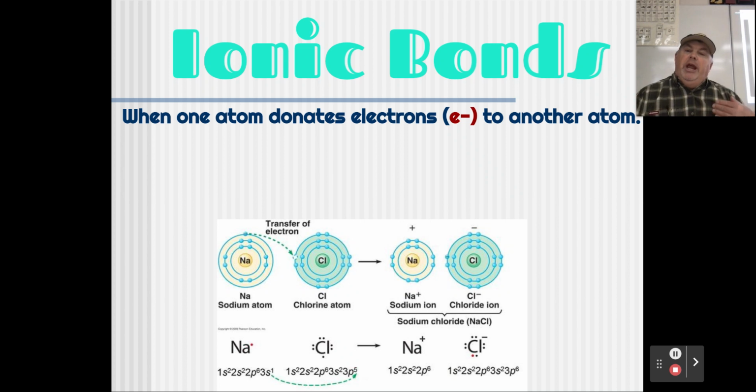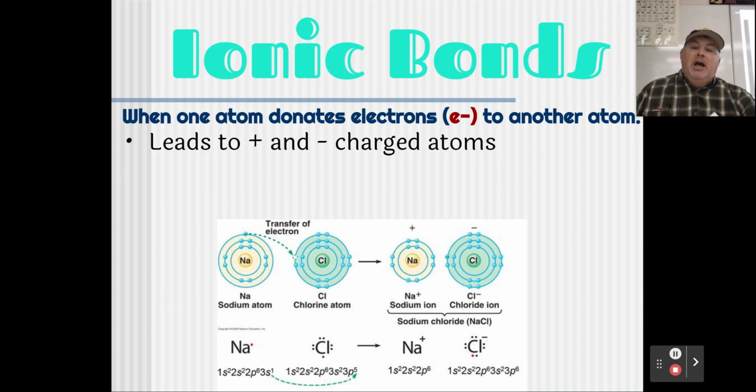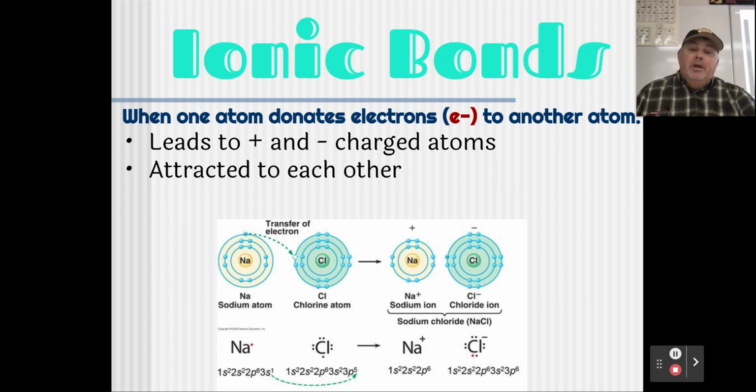When one atom donates electrons to another atom, it leads to a positive and negative charge of a particular atom. Remember, atoms are attracted to each other because they need to find some stability. An atom is neutral, but it's not stable. What I mean by that is if you look at the bottom here where you can see the sodium atom and the chlorine atom, notice the sodium on the outer shells here, we have these electrons.